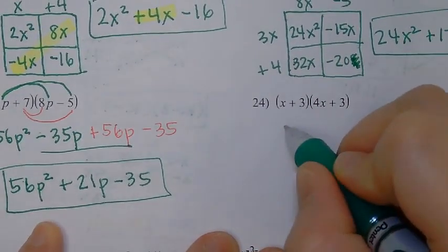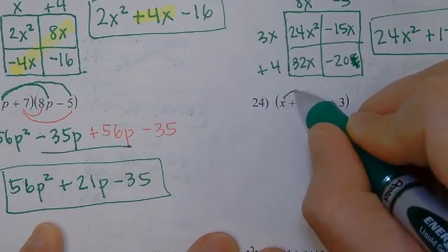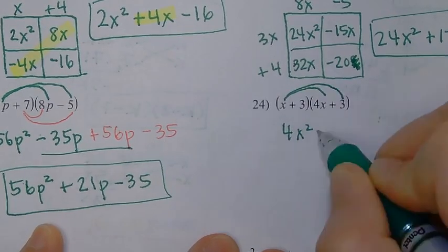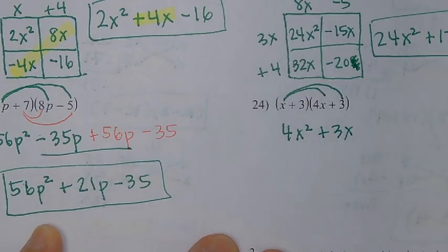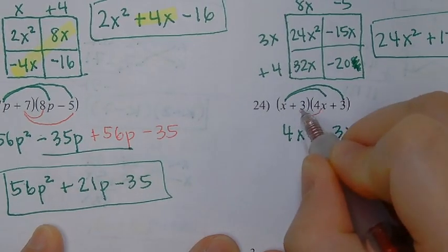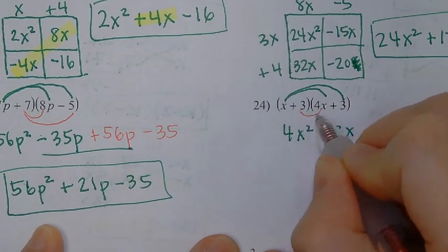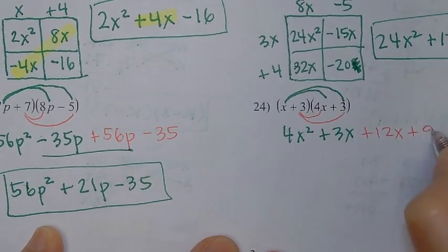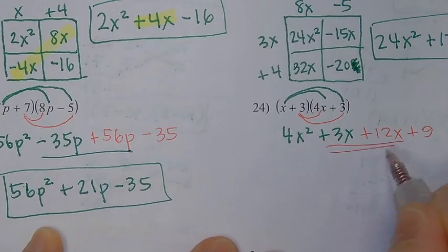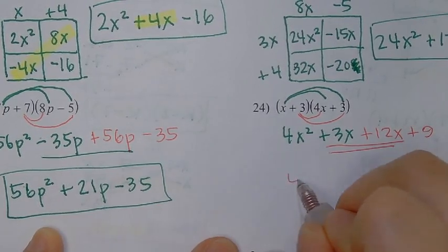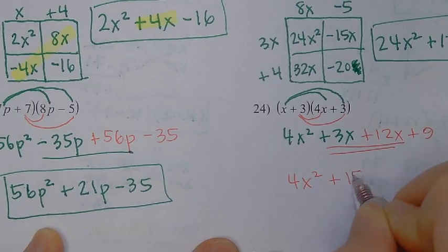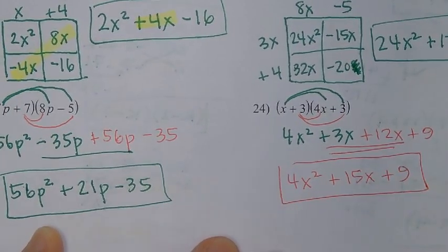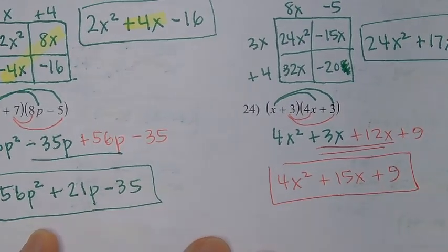All right, and here we'll do the same thing. So x times 4x is going to be 4x squared. x times 3 is going to be plus 3x. The second, we're just going to distribute the second part. So 3 times 4x is going to be 12x. 3 times 3 is going to be plus 9. Again, we're going to just add these like terms up. So we've got 4x squared plus 15x plus 9. There we go. That's the end of it.